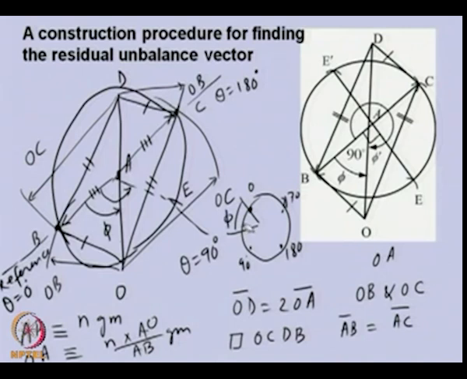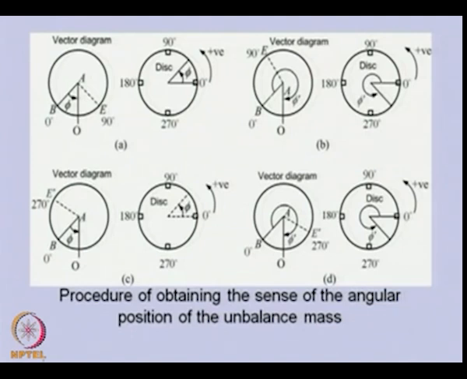So the unbalance will be here, and in this particular case we have kept all the trial masses at the same radius. So the radial position of the unbalance is known. We will be keeping it at the same radial position, but the magnitude will be given by this and the angle will be given by this. So this is the same. You can see this is the diagram which we have drawn, in which we obtain the position of the unbalance, and this is the actual disk.